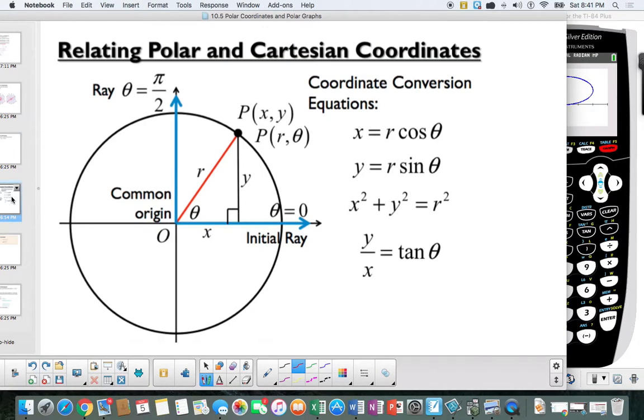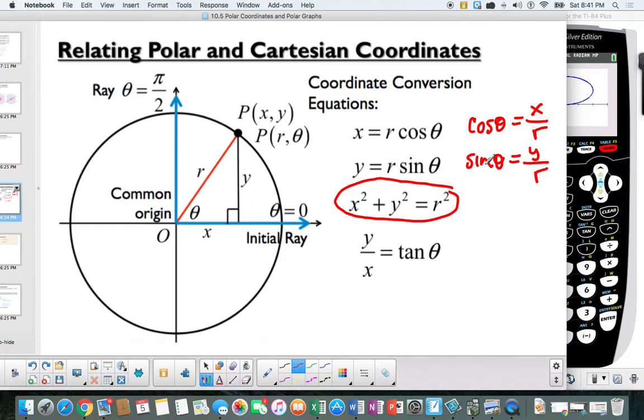Alright, so relating polar and Cartesian coordinates. Let's take a look at this picture. We can see that the radius, x, y, and r, there's a relationship. It's the Pythagorean relationship. We can see we can write x and y in terms of the radius and angle. In geometry, we would say the cosine of theta is equal to the adjacent over the hypotenuse, and we're just writing it this way instead. We would say the sine of theta is equal to the opposite over the hypotenuse, and we're just writing it this way.